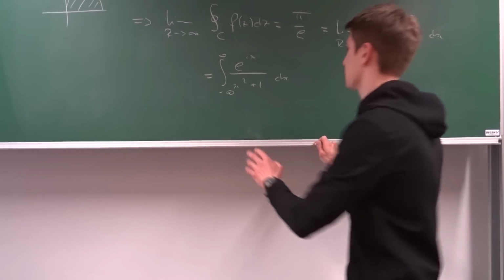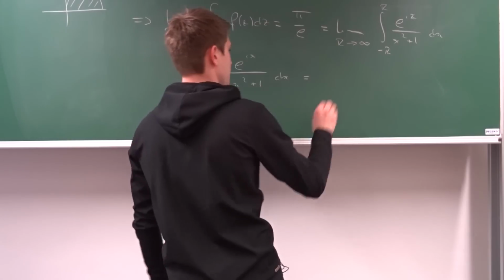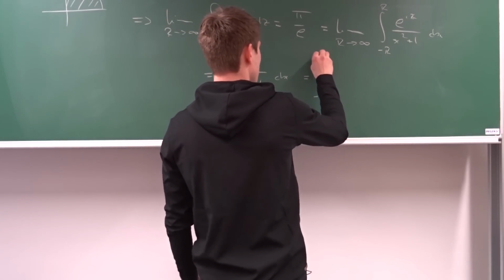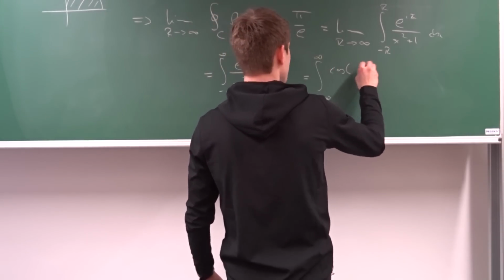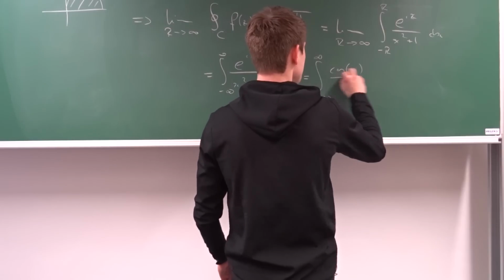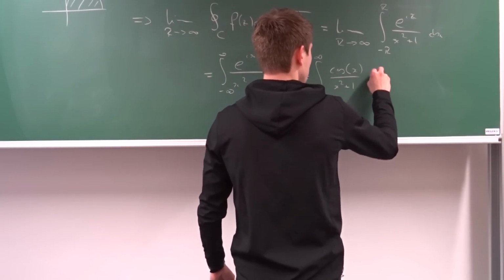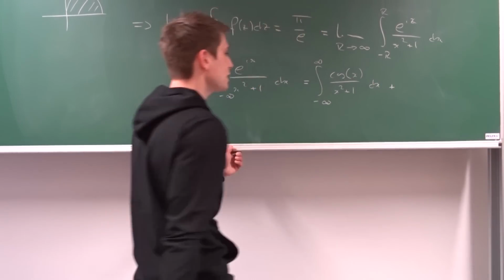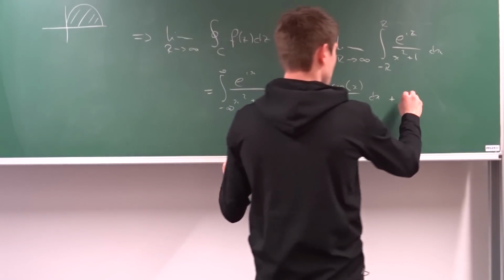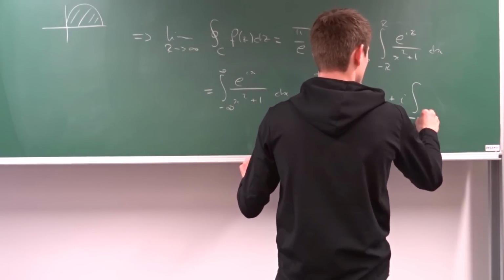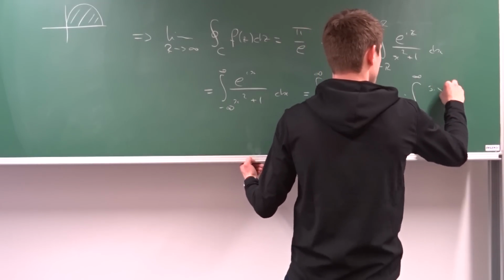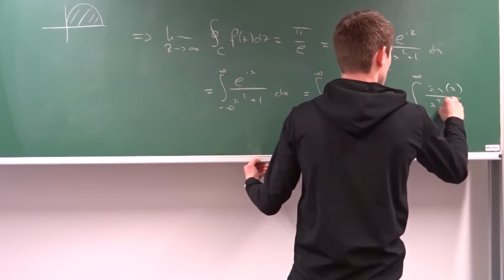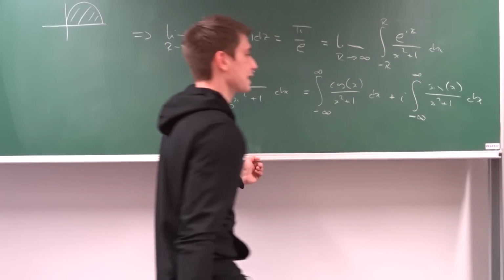So we can break this up into two integrals because of Euler's formula. So we have the integral from minus infinity to infinity of cosine of x over x squared plus 1 dx, and then positive, so we can bring this i to the front, the imaginary part. So we have the integral from minus infinity to infinity of sine of x over x squared plus 1 dx.